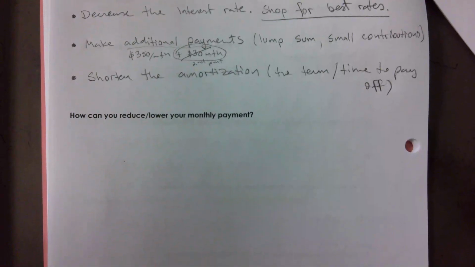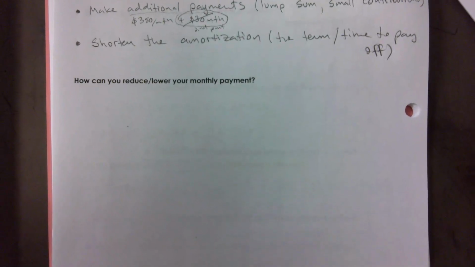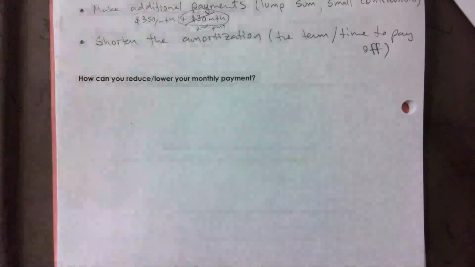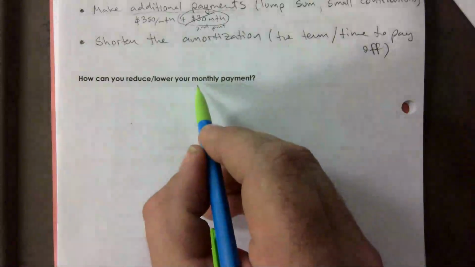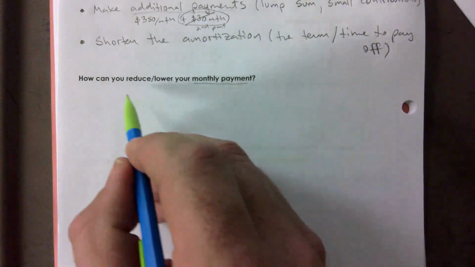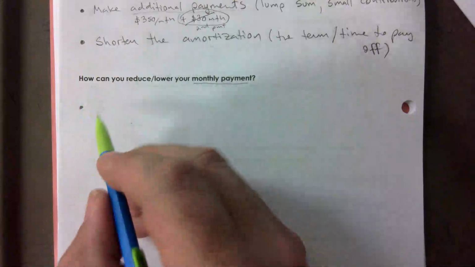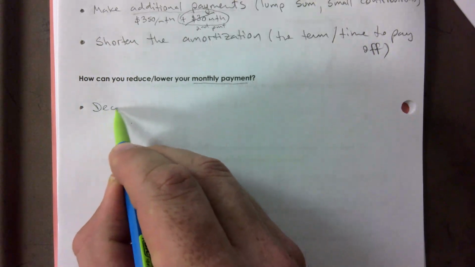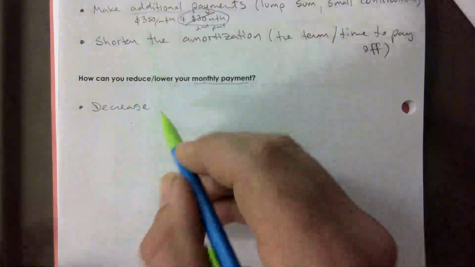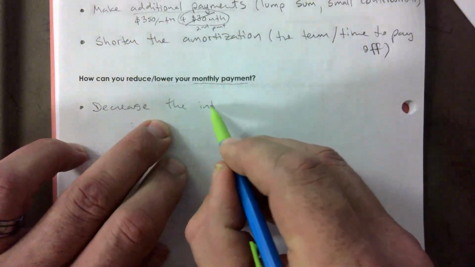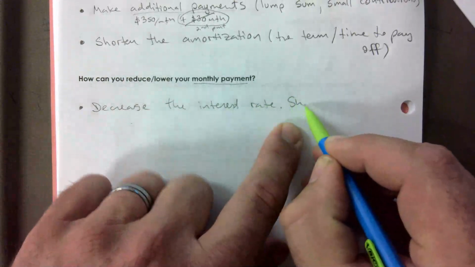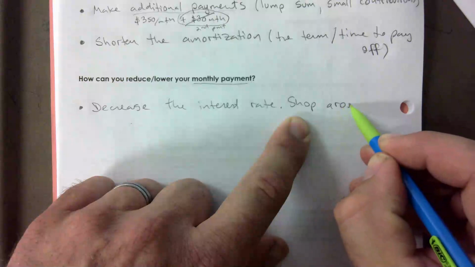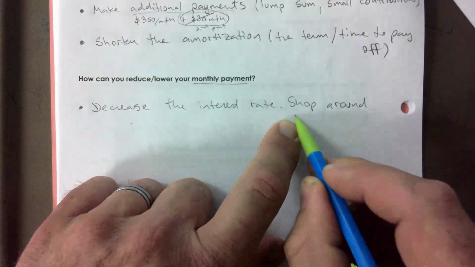See, sometimes life changes, circumstances change, okay? Next, how can you lower your monthly payment? So this is to reduce the payment, okay? This is one way: decrease the interest rate. Some will overlap with the top. Shop around. Okay? Shop around.